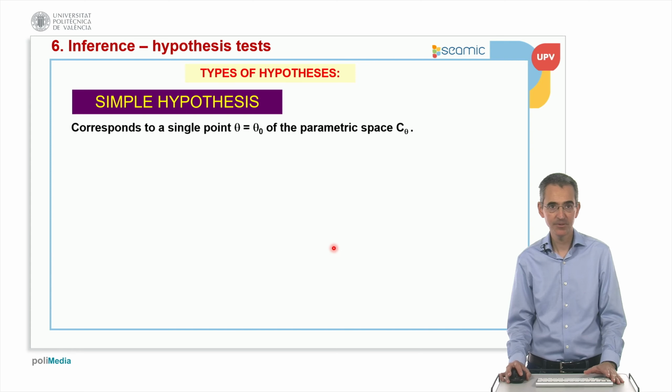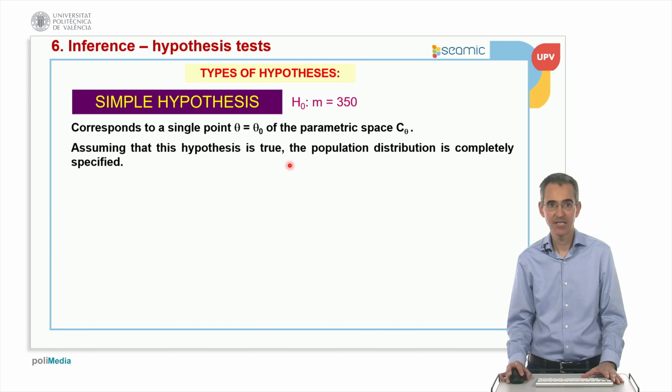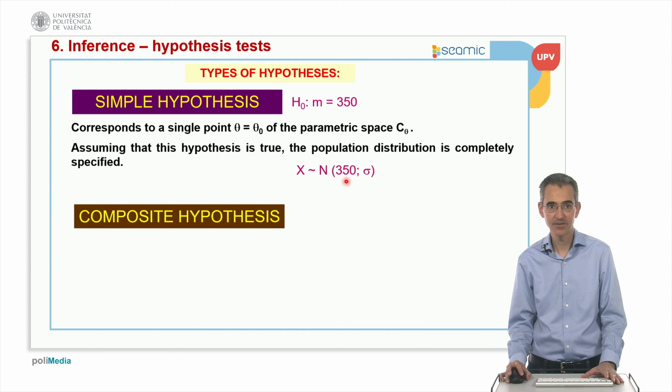Okay. So the types of hypothesis. It can be a simple hypothesis. It corresponds to a single point of the parametric space, like the null hypothesis that the population mean is exactly equal to 350. That would be an example. So assuming that this hypothesis is true, the population distribution is completely specified. Okay, then I assume that the null hypothesis is true, and then I will say that m is exactly that value.